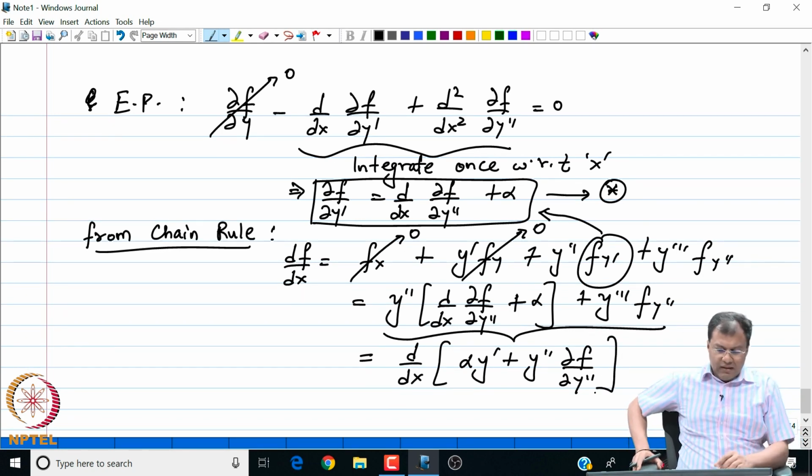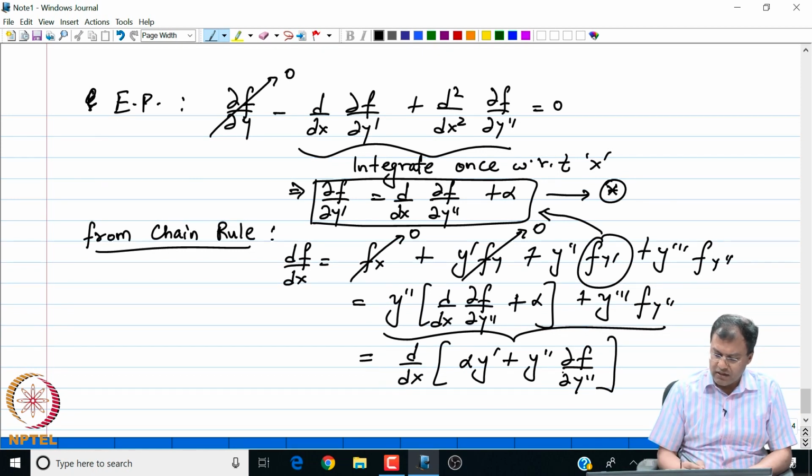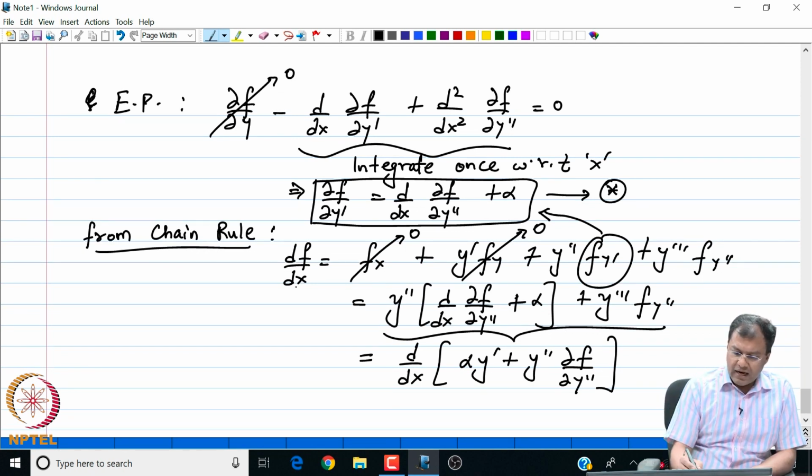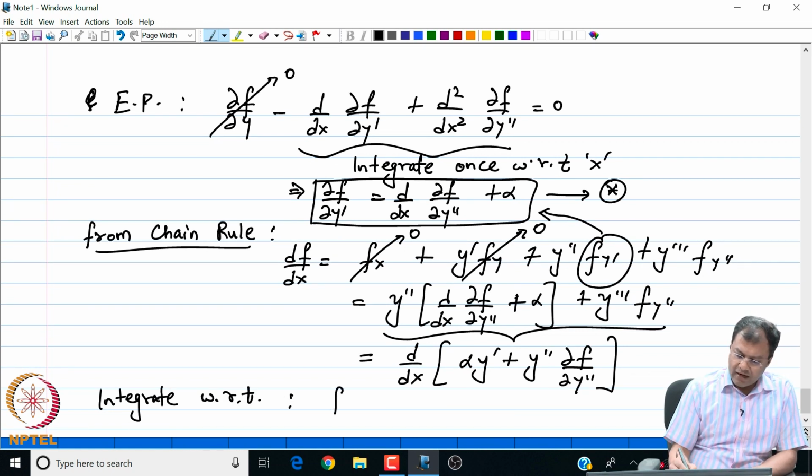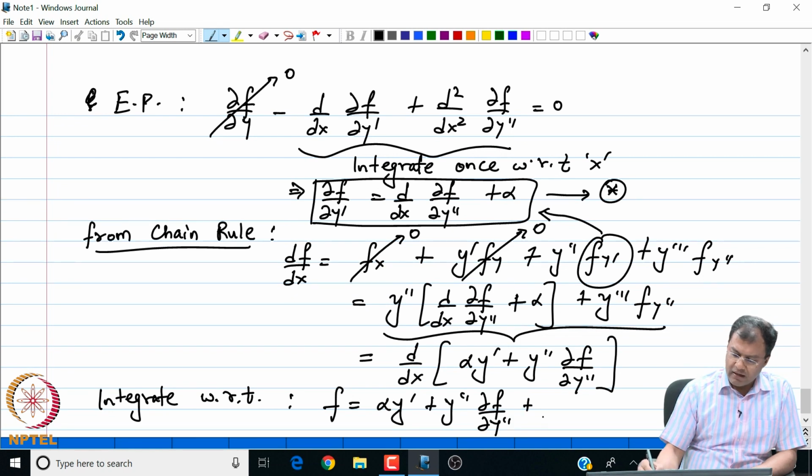Okay. So, notice, to see that, we can differentiate with respect to x, we are going to get back this expression in the previous line here, which is underlined, right. Or we see that the total derivative of f with respect to x is the total derivative with respect to this quantity. We can integrate with respect to x again to come to the fact that f is equal to alpha y prime plus y double prime alpha del f del y double prime plus another constant, let me call this as minus beta.